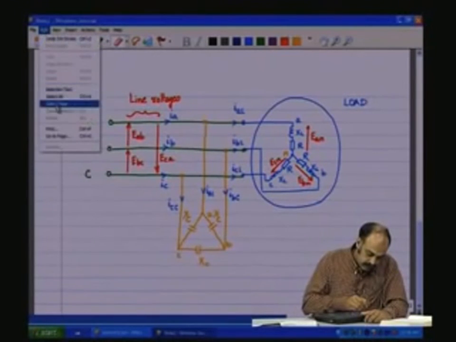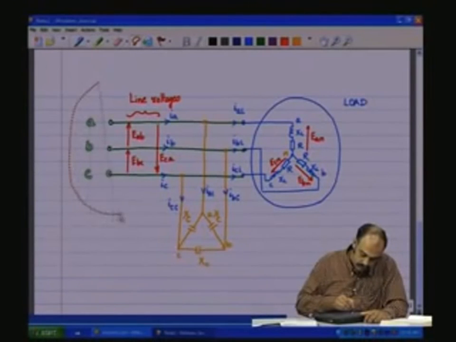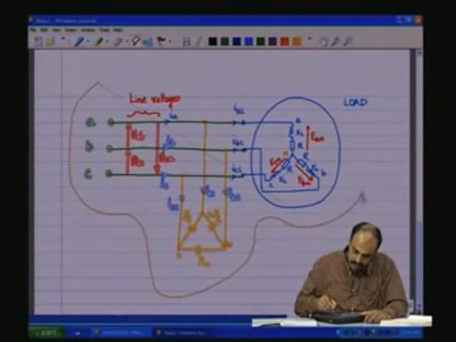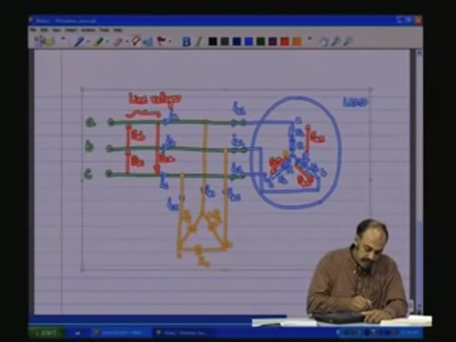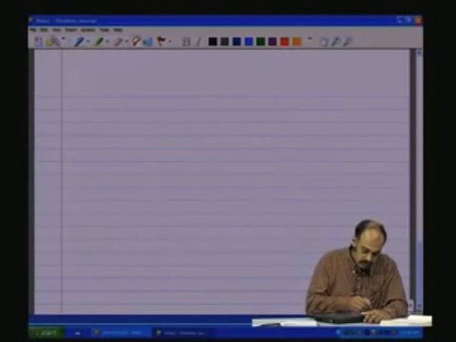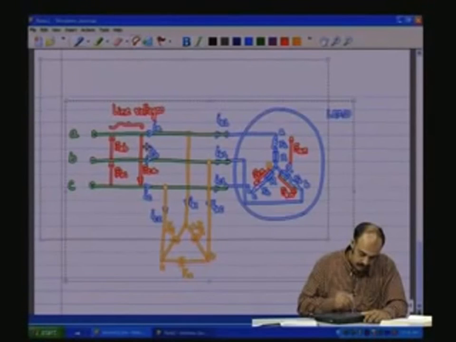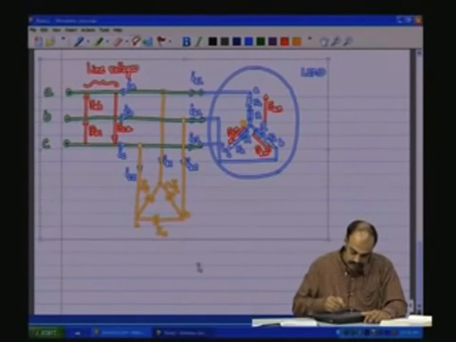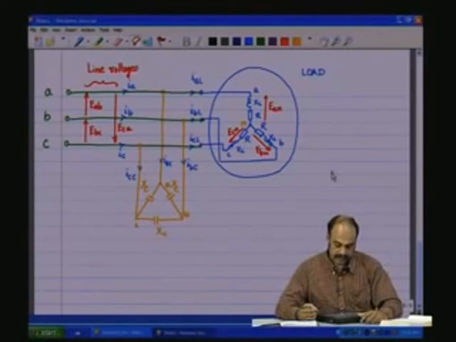So, let us copy this, make a copy of that and keep it for future reference, and let me paste it here and bring it as close, so that we make some space here to write the phasor diagram.